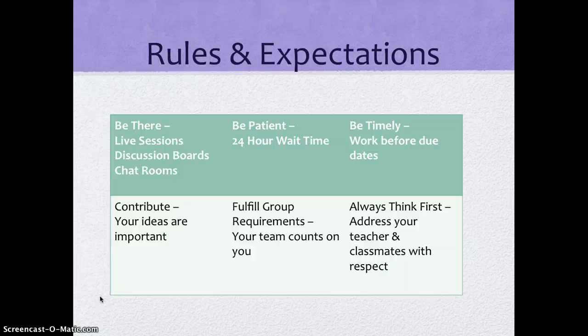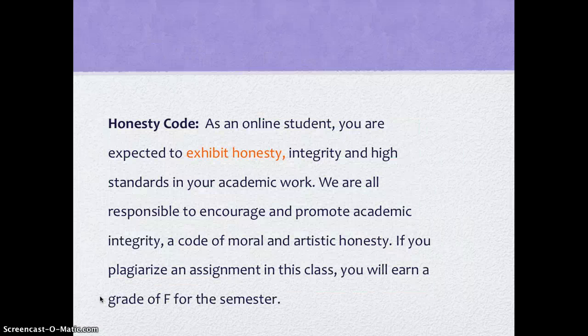Always think first. When you're addressing your teacher or your classmates, you will need to make sure that you're following the etiquette that we'll look at in just a second, that you are not flaming, that you are always writing respectfully. Remember, written word and spoken word are very different. You need to make sure that you're sending across the message that you want.